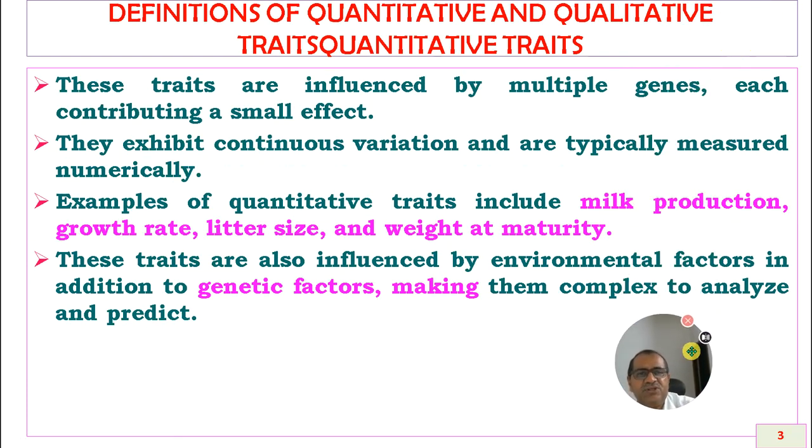Then there are certain definitions of quantitative and qualitative traits. What does a quantitative trait mean? These traits are influenced by multiple genes, each contributing a very small effect, and they exhibit different characteristics. Examples of quantitative traits include milk production in dairy cattle, growth rate in meat cattle, litter size in pigs, and weight and maturity in other animals. This type of trait is also influenced by the environment. The genetic factors play an important role, and they are a little complex to analyze and predict.